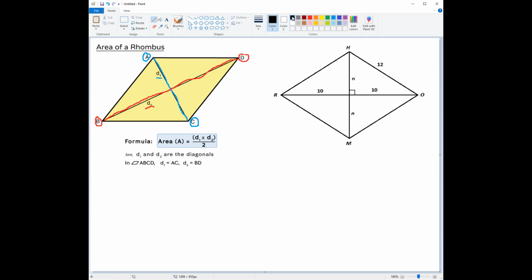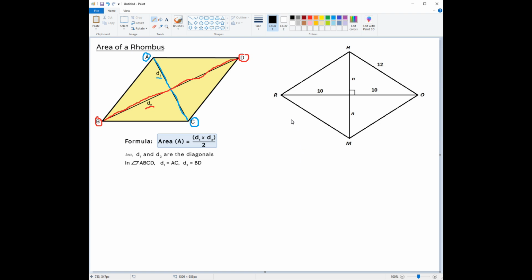So let's look at the example here. Now in the example that I found, it doesn't have A, B, C, D, it doesn't say d1 or d2, but it doesn't really matter. As long as you know how to find them, it doesn't matter which one you label d1 or d2, because you're multiplying. It doesn't matter which number comes first.